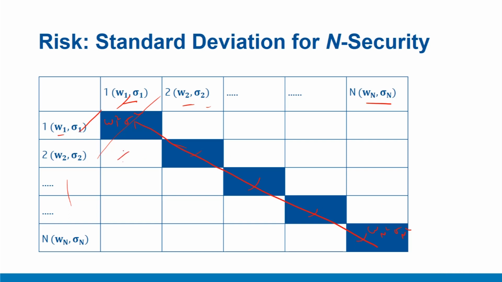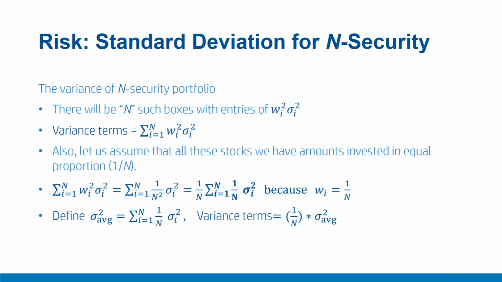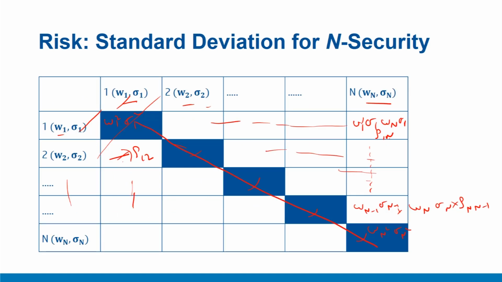On the off diagonal terms, you will have a combination of two different securities. For example, here you have W2 sigma 2, W1 sigma 1 along with the correlation term. Similarly, here you will have W1 sigma 1 Wn sigma n along with the correlation term rho 1n, and so on and so forth up till here, where for example you may have something like Wn minus 1 sigma n minus 1 into Wn sigma n and a correlation term between security n and n minus 1. So in this fashion we will fill all the off diagonal terms, which will include the covariances between two different securities, while the diagonal boxes like this will include only the variance terms.